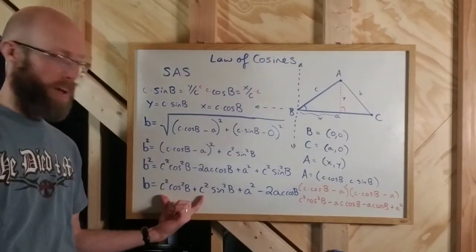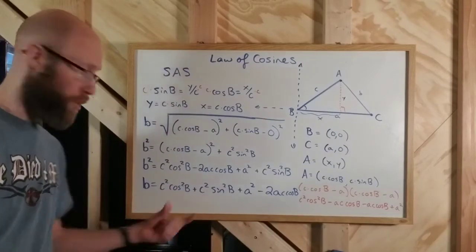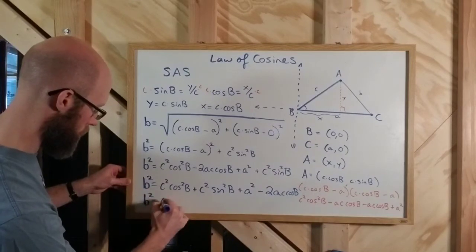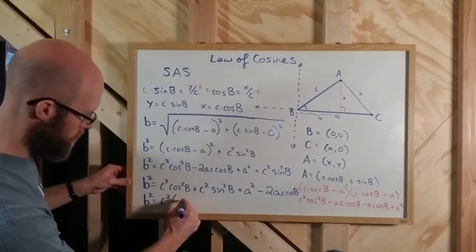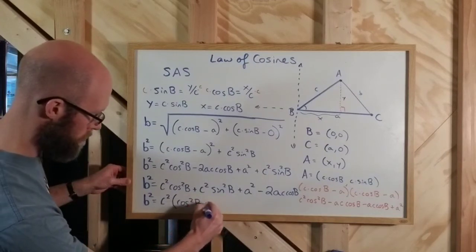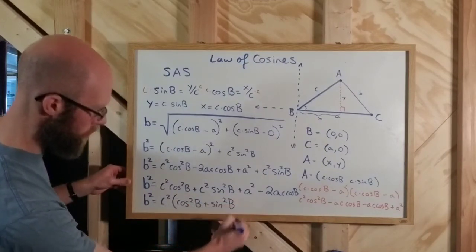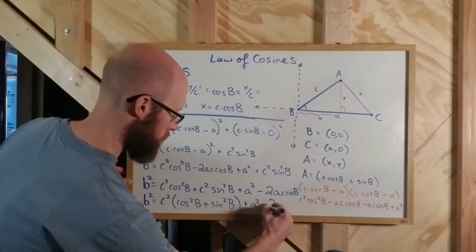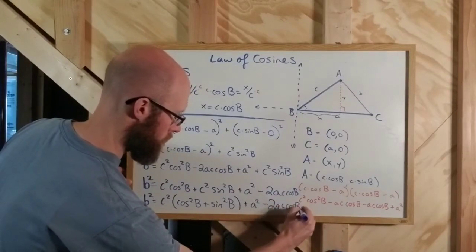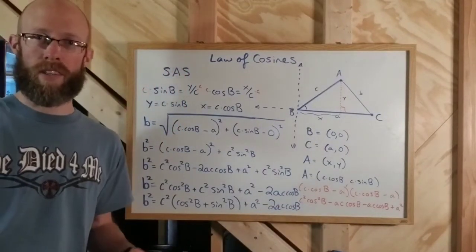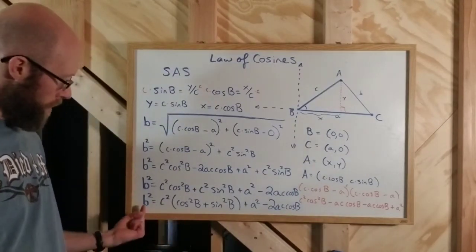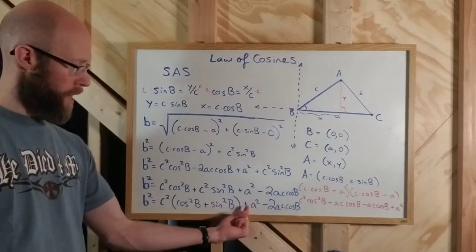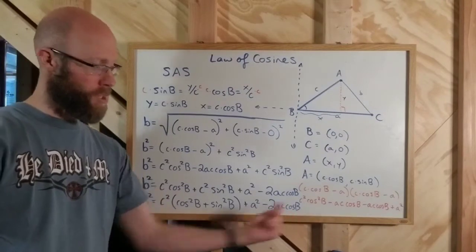So now I have a common factor of c squared from two of the terms. I'm going to pull that out. That should be b squared. That's my square there. C squared, now I have cosine squared b plus sine squared b. Alright, now I'm going to have to start erasing because I've filled everything in. But basically we have b squared equals c squared times the quantity of cos squared plus sine squared, plus a squared minus 2ac cos b.